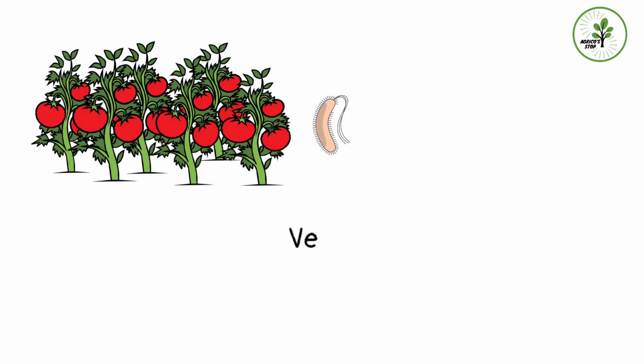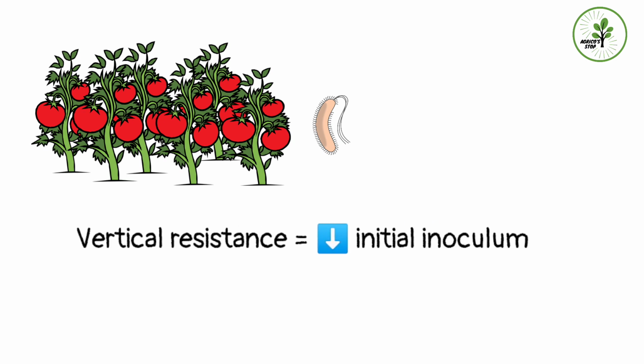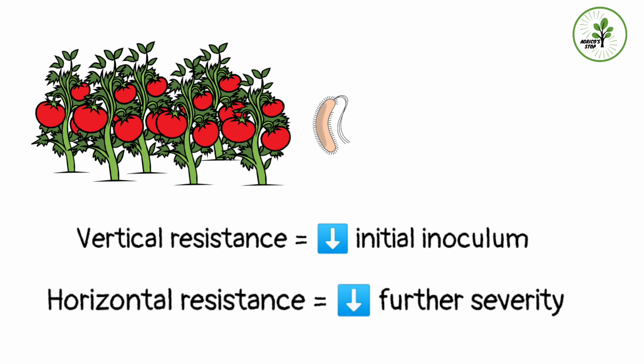That is why they say vertical resistance reduces the initial amount of inoculum that entered the host plant, just like the COVID vaccine reduces the initial inoculum, and horizontal resistance slows down the rate at which disease increases, just like our inbuilt immunity slows down the further severity of COVID-19.